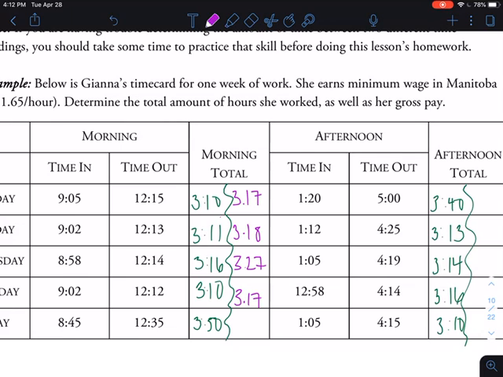Let's keep moving here. And then again, last but not least, on this column, 50 divided by 60 gives me 0.83 hours. And so we're going to have 3 hours and then a decimal of 0.83.